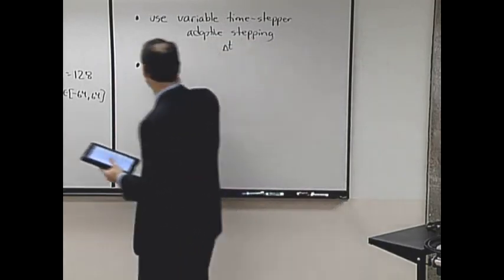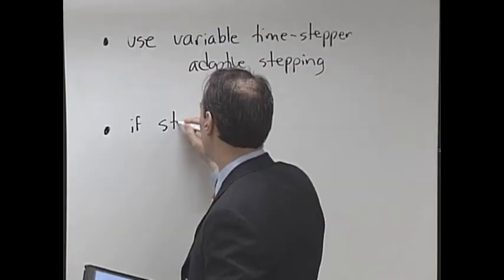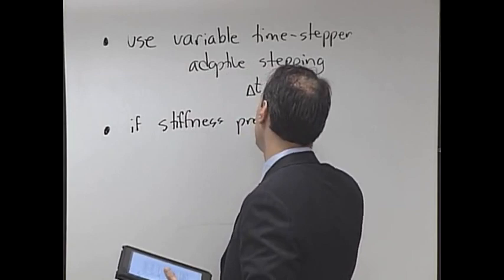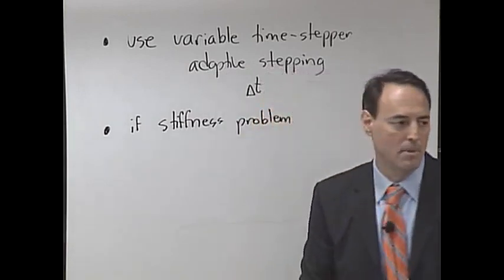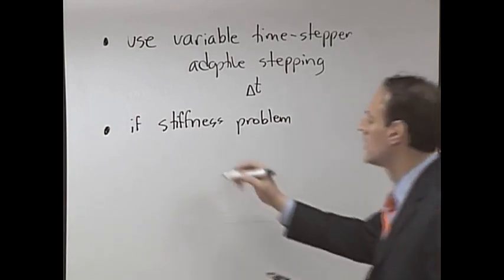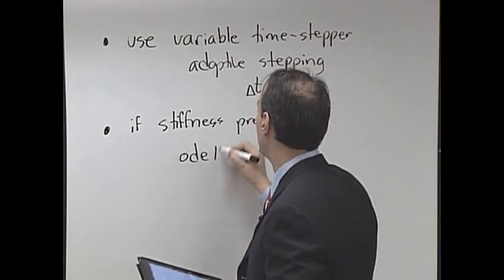If numerical stiffness is a problem, and by the way, how do you know it's a problem? Typically, the dead giveaway of numerical stiffness is high derivatives. That's your starting point. If you have a lot of derivatives to take spatially, you have numerical stiffness. And in that case, you want to use things like ODE113.